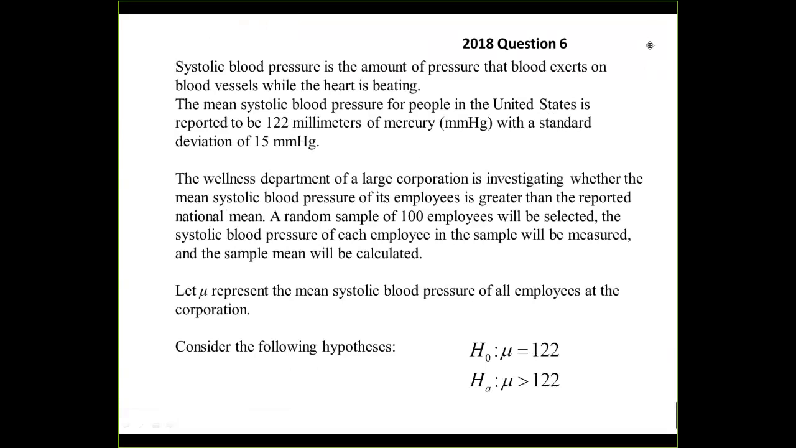A wellness department of a large corporation is investigating whether the mean systolic blood pressure of its employees is greater than the reported national mean. A random sample of 100 employees will be selected, the blood pressure of each employee in the sample measured, and the sample mean calculated. Let mu represent the mean systolic blood pressure of all employees at the corporation. Consider the following hypotheses. The null hypothesis is that the population mean is 122, and the alternative hypothesis is that the mean is greater than 122.